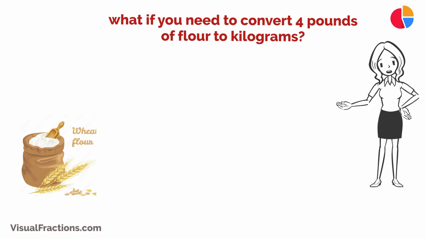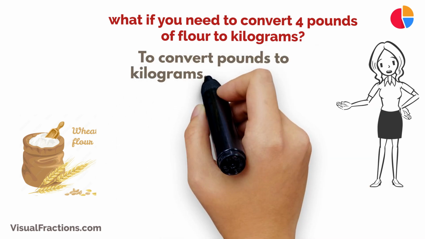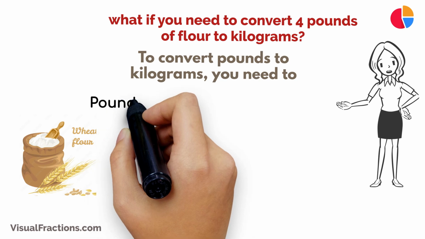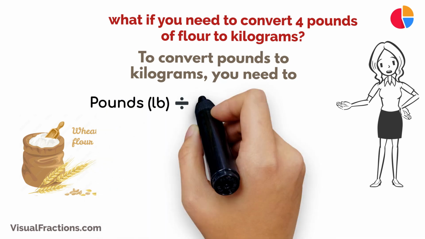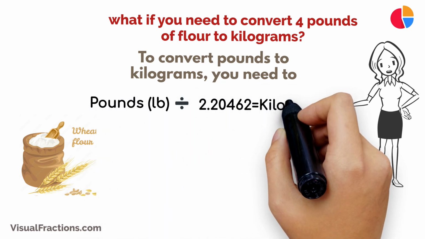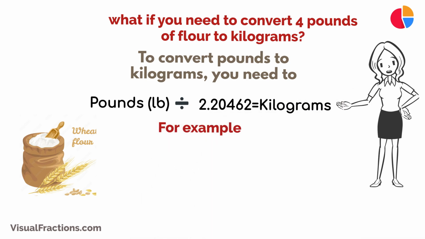But wait, what if you need to convert 4 pounds of flour to kilograms? Don't worry, we've got you covered. To convert pounds to kilograms, you need to divide the number of pounds by the conversion factor of 2.20462. Let's walk through an example of how to convert 4 pounds of flour to kilograms.